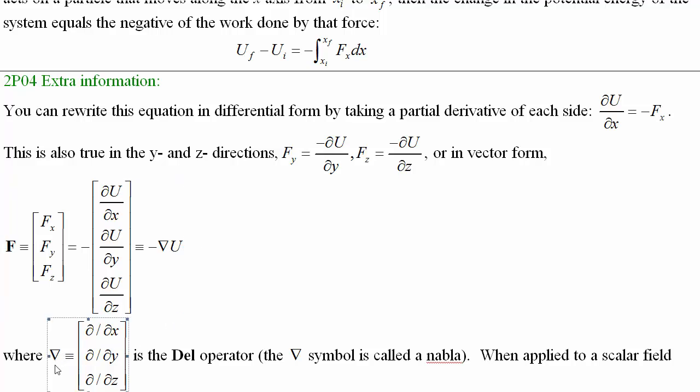Technically, the del symbol is called a nabla, if you want a little bit of math trivia there. Most of the time, people would just call this grad of u or del u. This is the gradient of u. It's a vector derivative. So the gradient of u, the scalar, gives you a vector. Now, negative grad of a potential energy function is the force associated with that potential energy function.